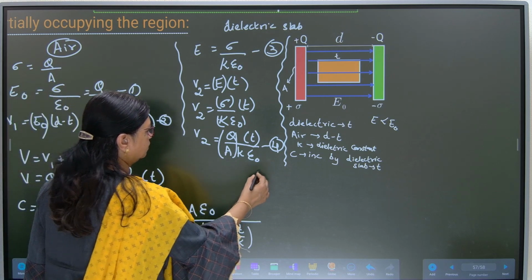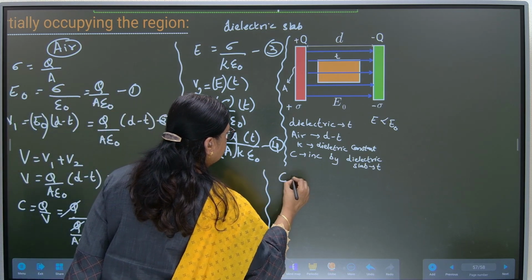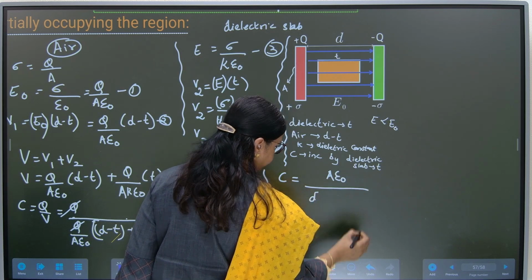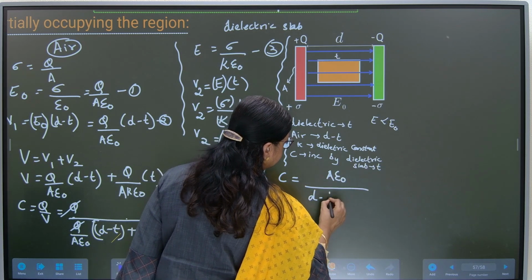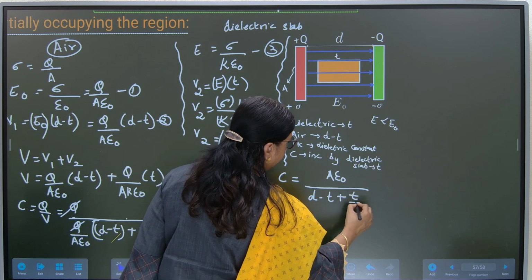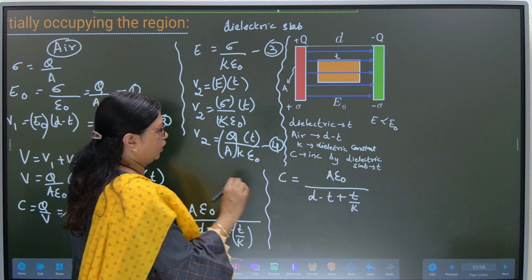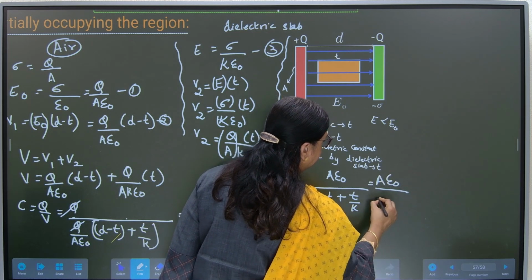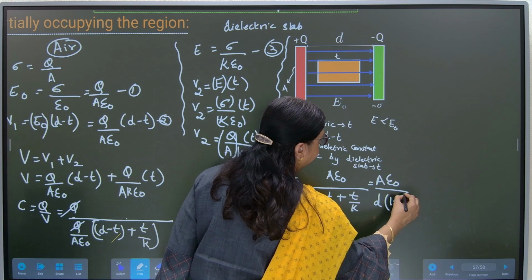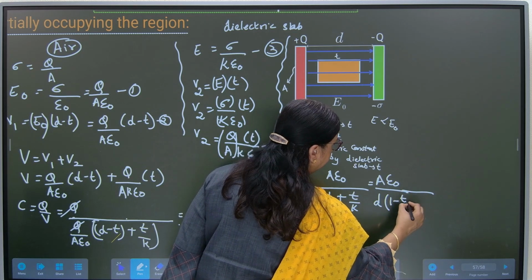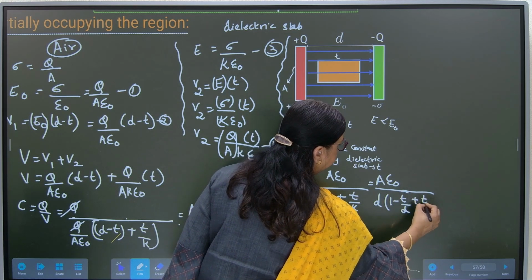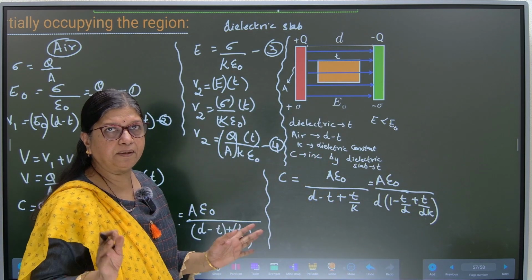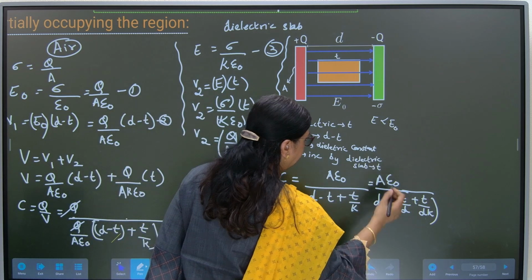Now continuing, we can write C is equal to A epsilon naught upon D minus T plus T upon K. Fine. Now here in the denominator I can take D common. So it becomes 1 minus T by D plus T by DK. There are so many formats given, or can be made. So we can use them.